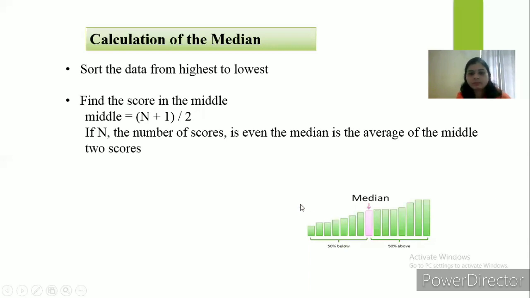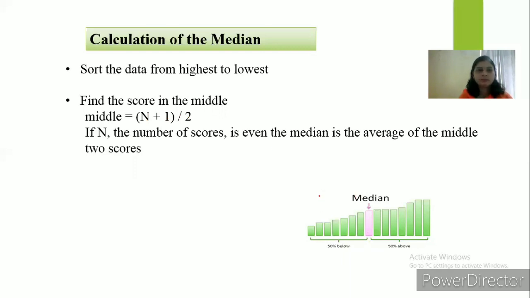See, this is the graphical representation. These are the observations. How many observations? Near about 1, 2, 3, 4, 5, 6, 7, 8, 9, 10, 11, 12, 13, 14, and 15. 15 observations. This is 50% below and 50% above. And the 8th observation is the median. This is for the odd number. Also, we calculate by this equation, that is 15 plus 1, that is 16, divided by 2 is equal to 8. So the median is the 8th number.